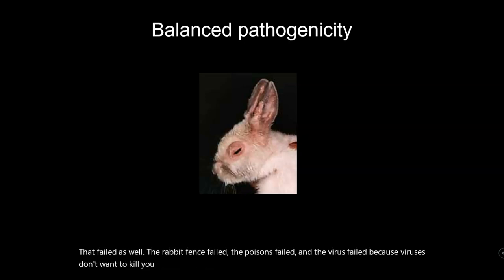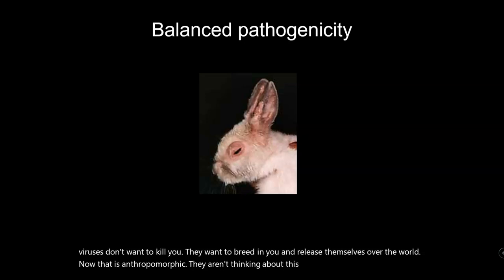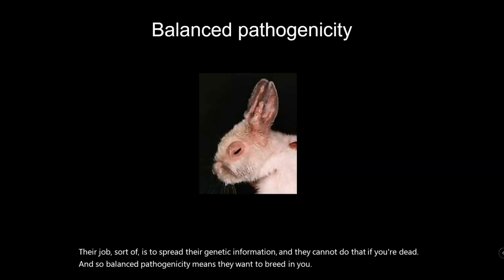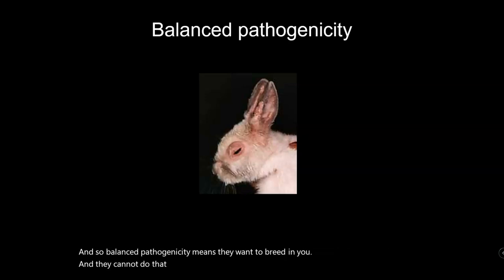They want to breed in you and release themselves over the world. Now, that is anthropomorphic. They aren't thinking about this. They are not conscious, but their job sort of is to spread their genetic information, and they cannot do that if you're dead. And so balanced pathogenicity means they want to breed in you and they cannot do that if your immune system wipes them out. So they evolve to try to evade your immune system.